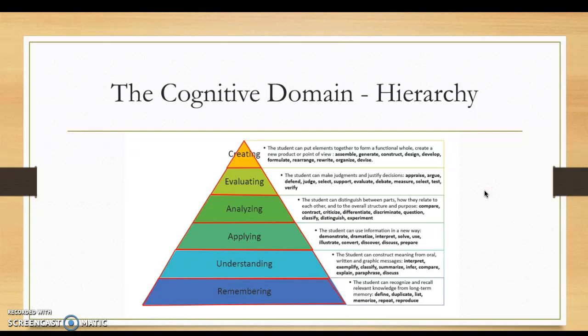The student can put the elements together to form a functional whole, create a new product or point of view. They can assemble, generate, construct, design, develop, formulate, rearrange, rewrite, organize, and devise. This is the cognitive domain hierarchy of Bloom's taxonomy.